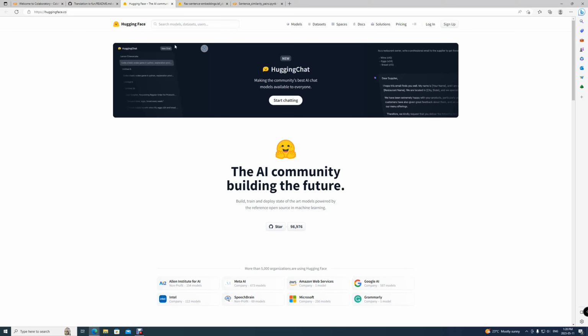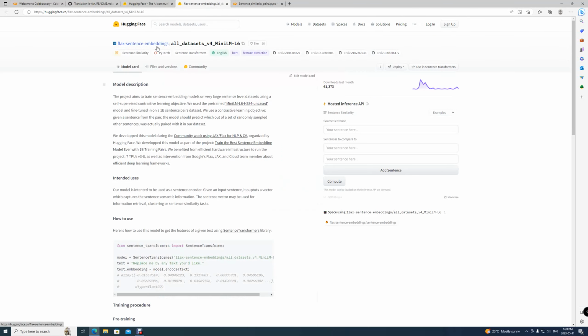Our model will be taken from Hugging Face. Hugging Face is a collaboration platform between machine learning communities. Here you can find datasets, models, and much more available publicly for us. The one that we're interested in today is flax-sentence-embedding, old dataset version 4 miniLM-L6.